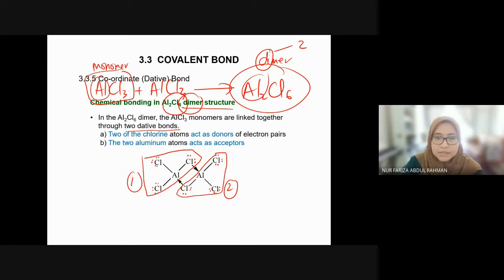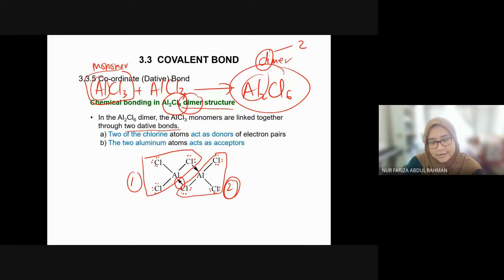So, Cl, which is the terminal atom or the surrounding atom from the second molecule here, will become the donor. So, one of the Cl lone pairs will be donated to aluminium. Okay, donated as in the dative bond will be formed. Nampak tak arrow dia tu?